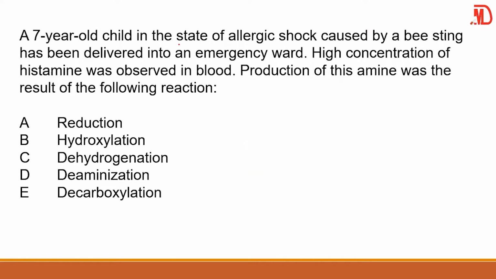A 7-year-old child in a state of allergic shock caused by a bee sting has been delivered into an emergency ward. High concentration of histamine was observed. Production of amide was the result of the following reaction. In other words, what causes the activation of this histamine, for it to cause allergy, leading to bronchoconstriction and vasodilatation and stuff like that? What is the mechanism of action?